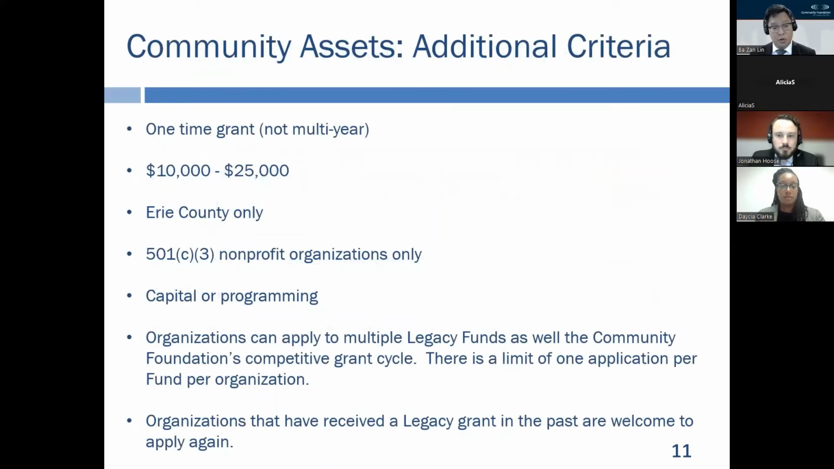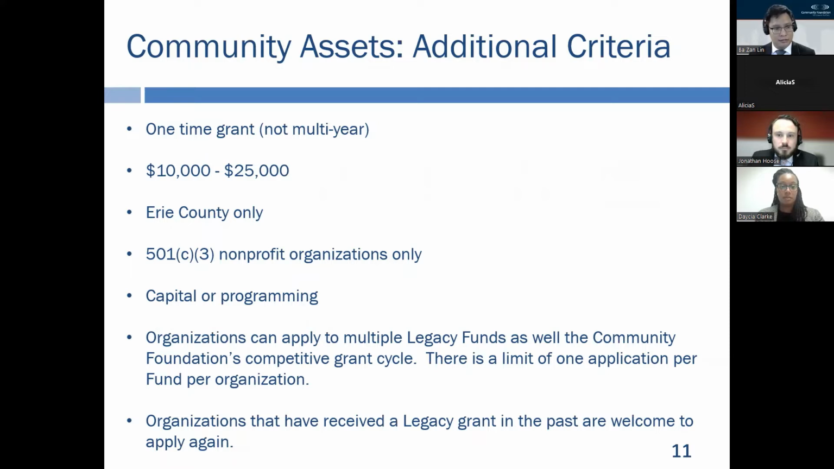Also note that the focus of the second objective is around sites that promote tourism. The Community Foundation for Greater Buffalo also has a flagship competitive grant cycle that has similar objectives to community assets. Please note that you can apply to both opportunities.